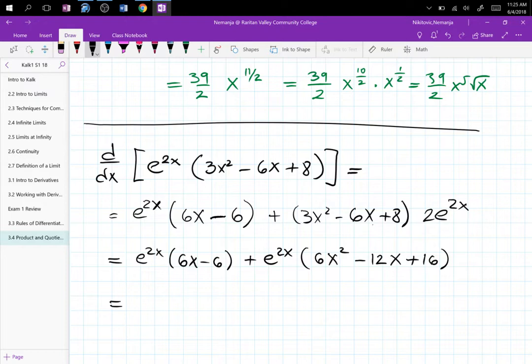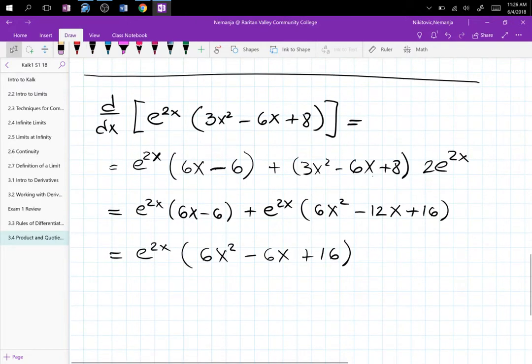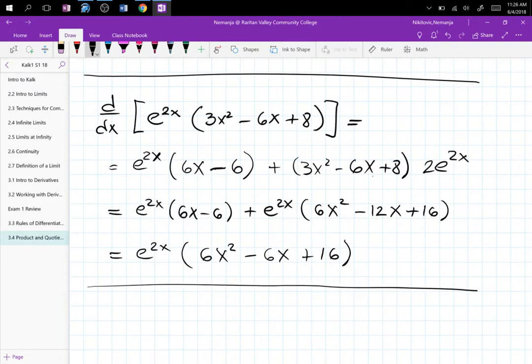And now I am going to factor out e to the 2x, and then the parentheses will just add. So I have 6x squared minus 6x plus 16. There we go. We made it.